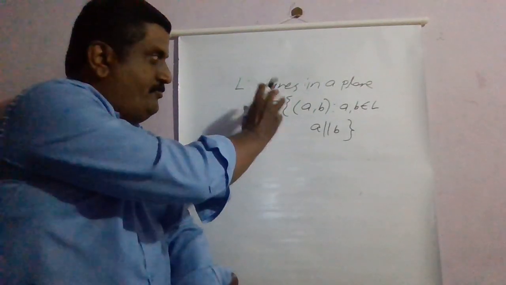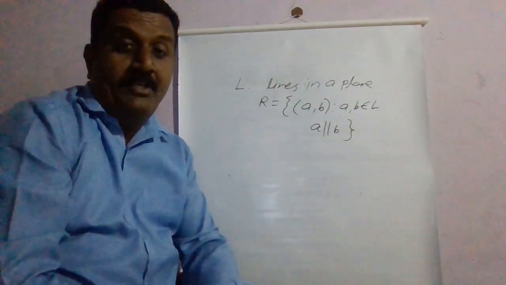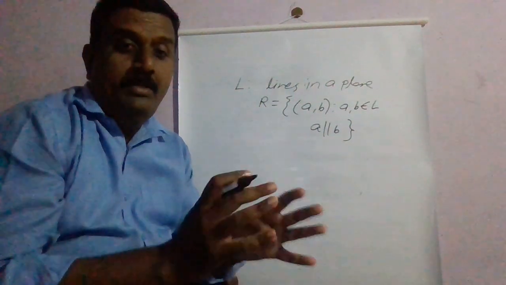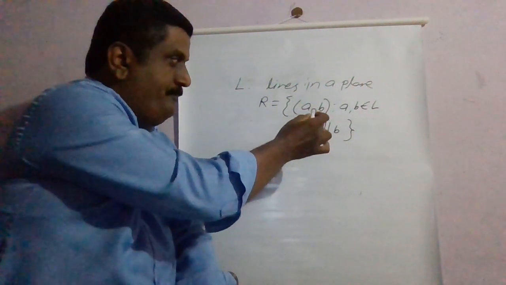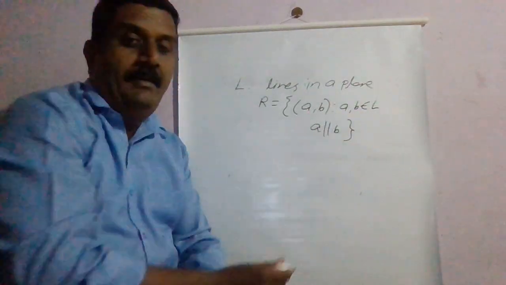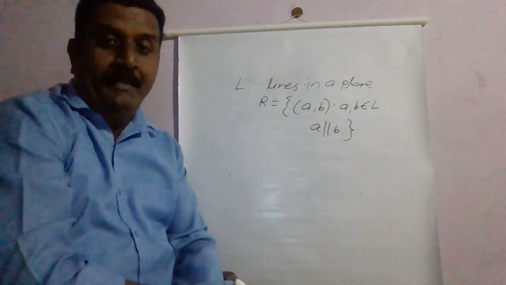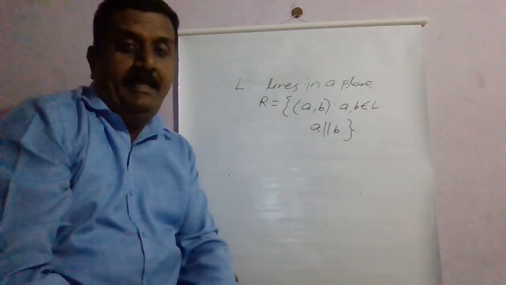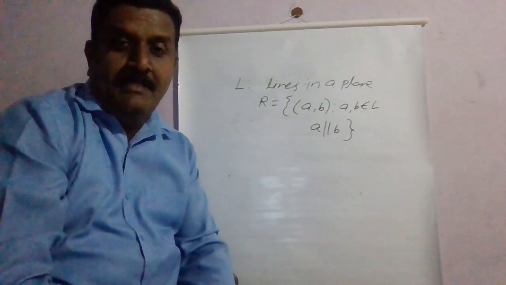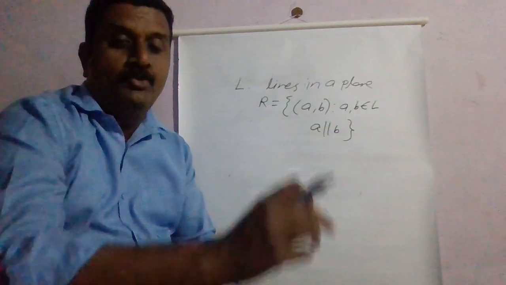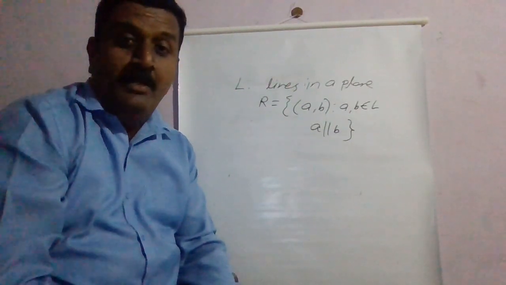The relation is defined on the set of all lines in a plane. It is defined on L, and L contains all the lines in a plane. The relation is defined as (a, b), where a and b are both lines belonging to L and a is parallel to b. What is a parallel line, that you have to understand. Parallel lines never intersect each other, and the distance between two parallel lines is always equal. These two things you have to remember.